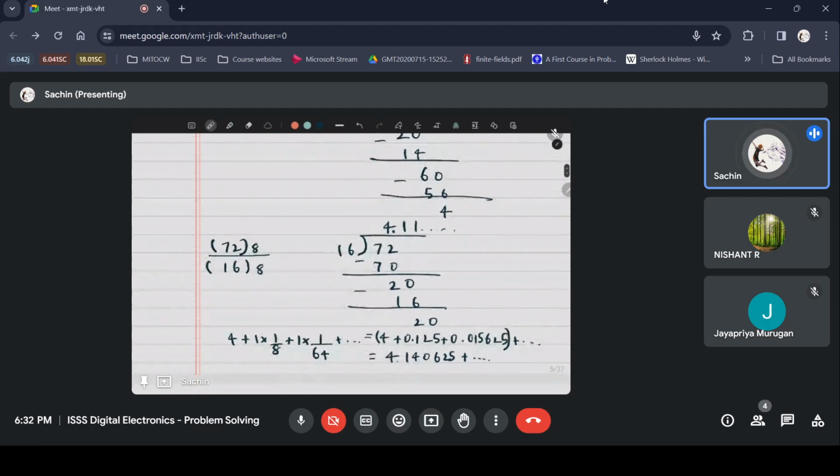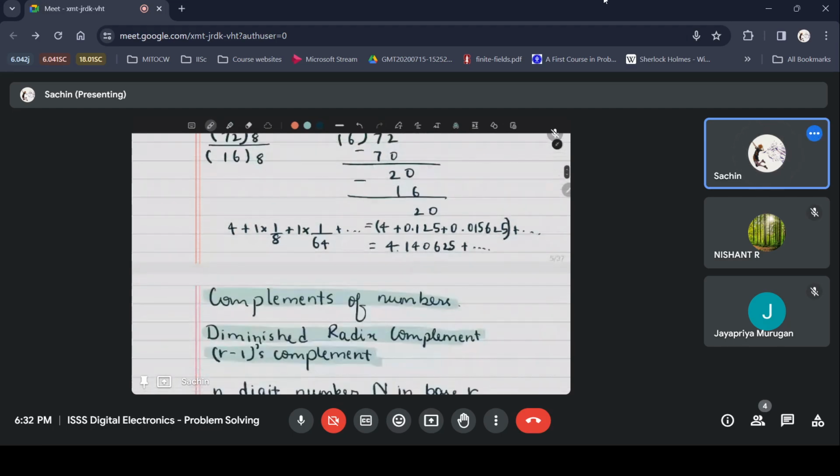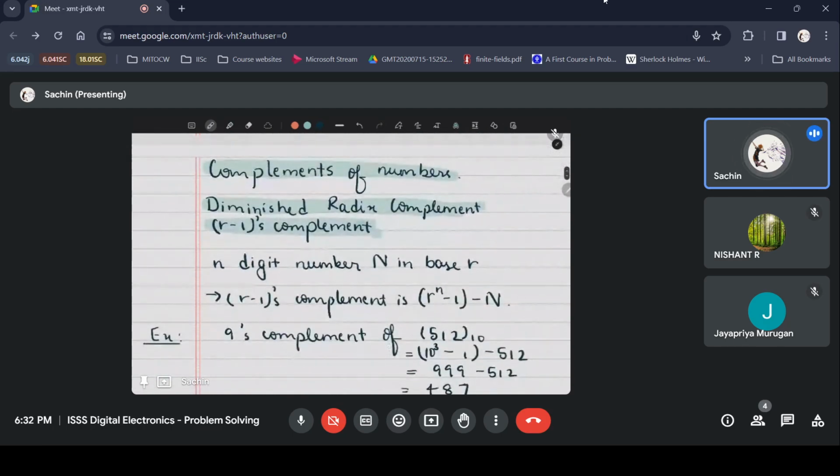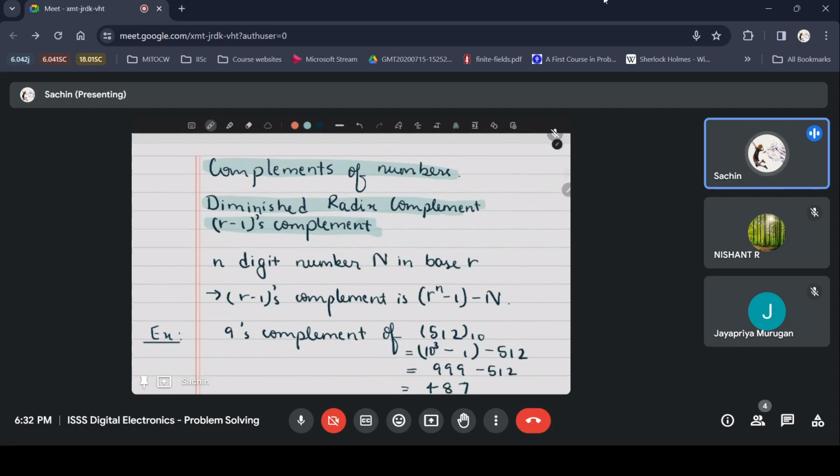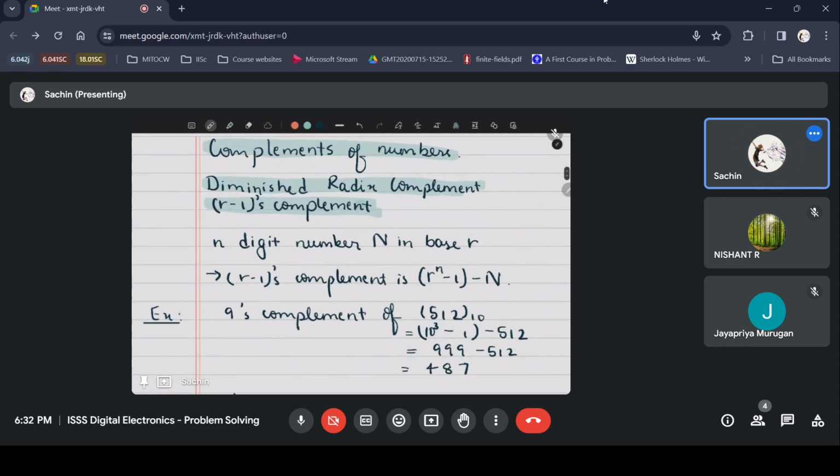You can check that yourself, you'll get the same result. Okay, next thing we'll see in numbers is the complement of a number. There are two types of complements. Again, this applies in general to every number system, it's not just binary.